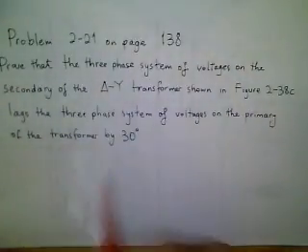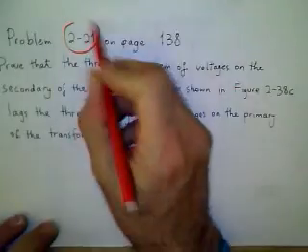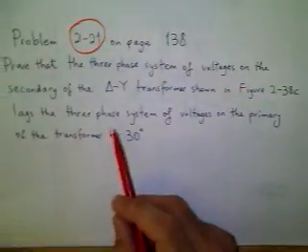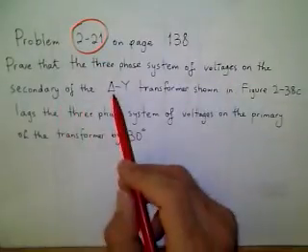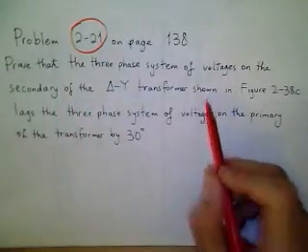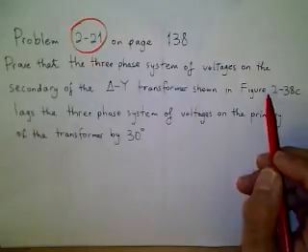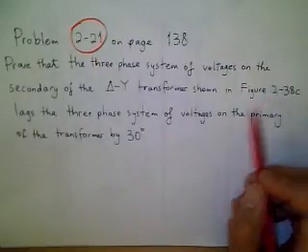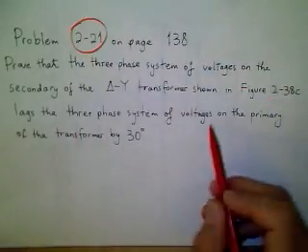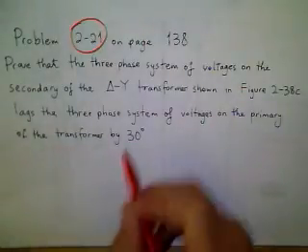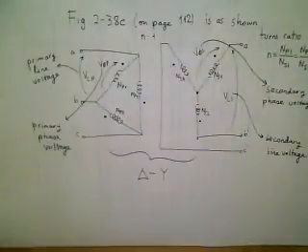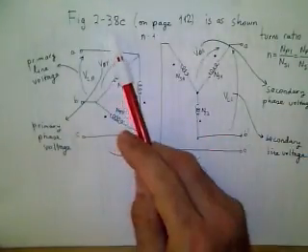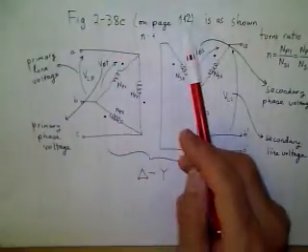Problem 2-21 on page 128 states: prove that the three-phase system of voltages on the secondary of the delta-Y transformer shown in figure 2-38C lags the three-phase system of voltages on the primary of the transformer by 30 degrees. So let's revisit figure 2-38C. It's on page 112.